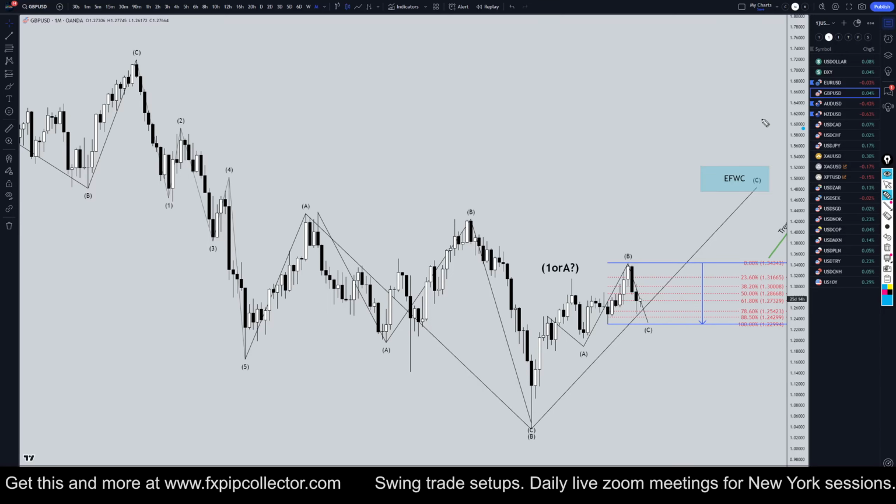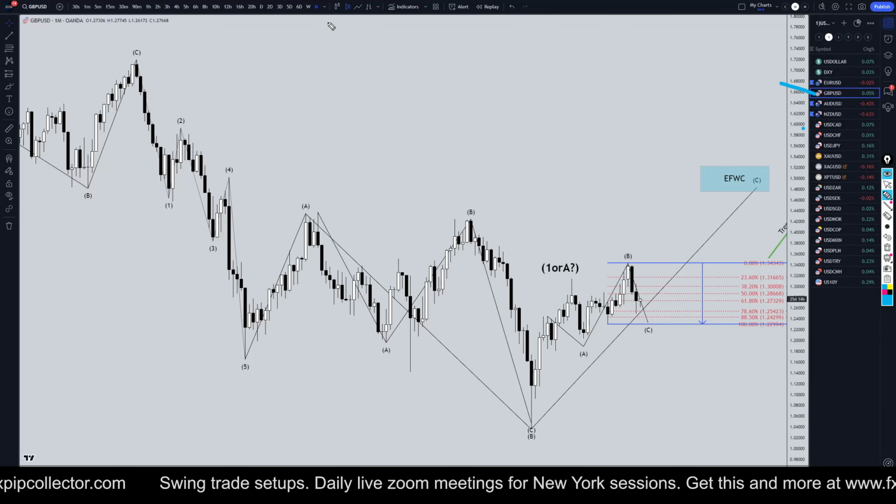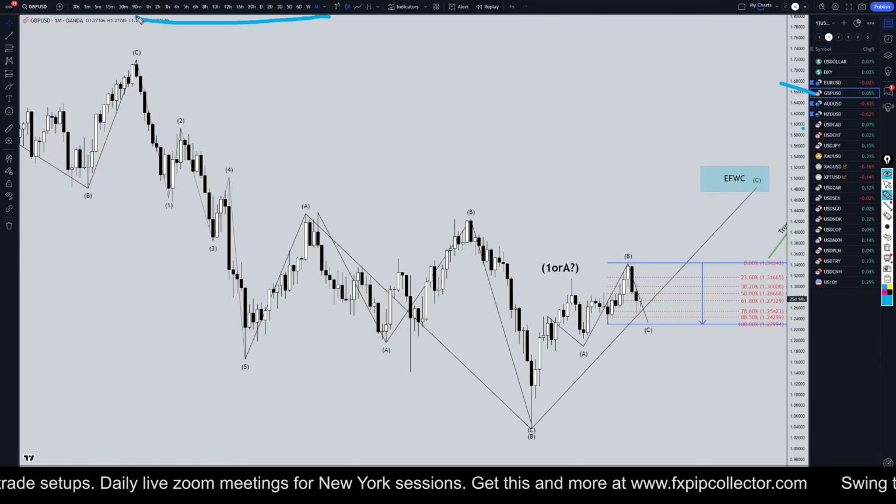Today is Friday, December 6th, and we're going to be analyzing the pound US dollar, starting on the monthly, working my way all the way down to the 1 hour time frame for the full top-down analysis.